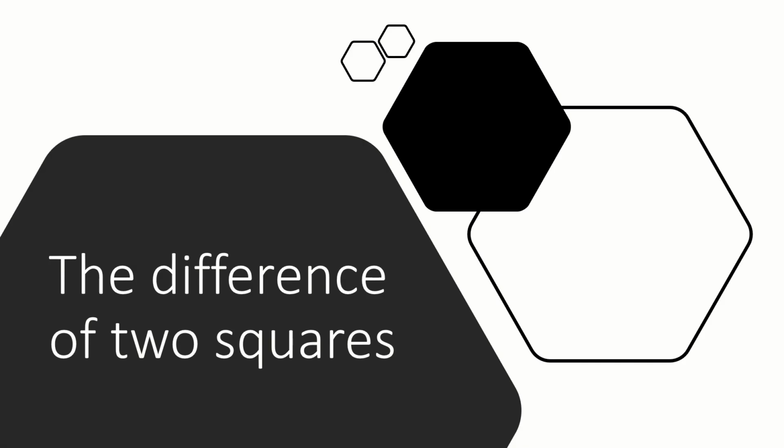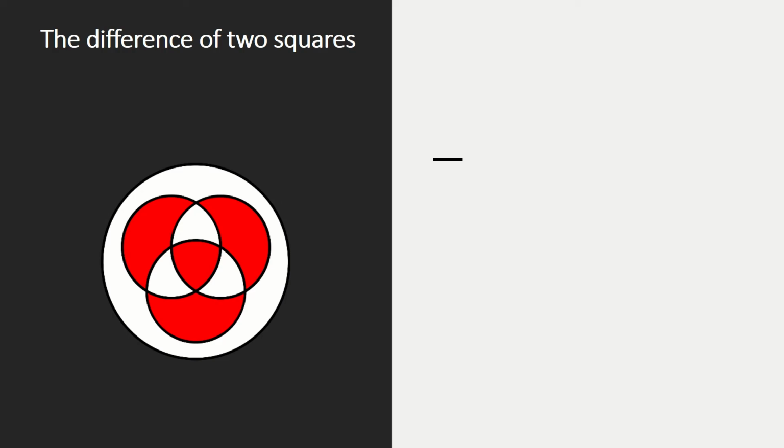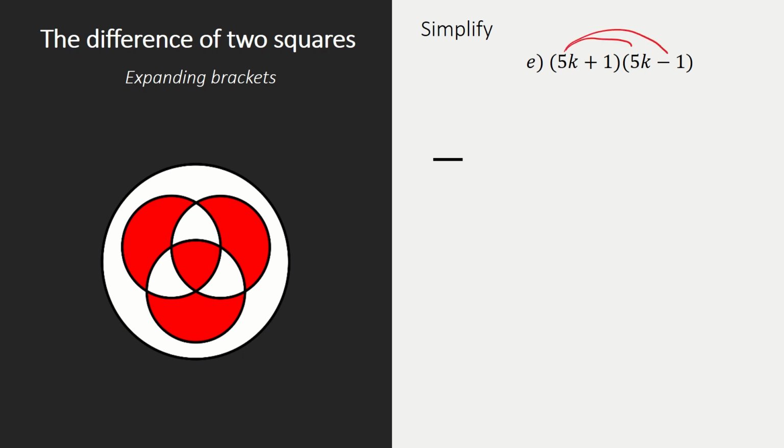Well, now let's have a look at the difference of two squares. I will show you two examples. Simplify. First try yourself, so pause the video and then watch if you did it correctly or not. (5k + 1)(5k - 1). What you do is 5k times 5k, 5k times minus 1, 1 times 5k, and 1 times minus 1. What you get is 25k squared minus 5k plus 5k minus 1.